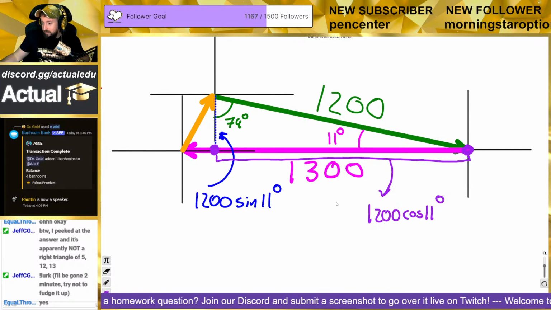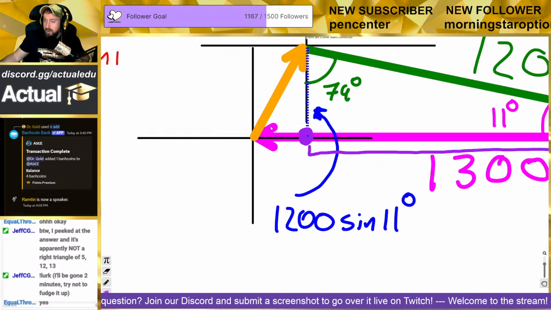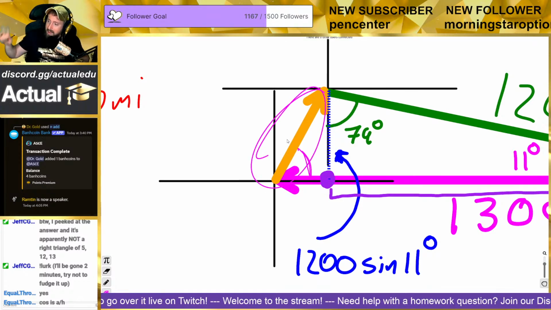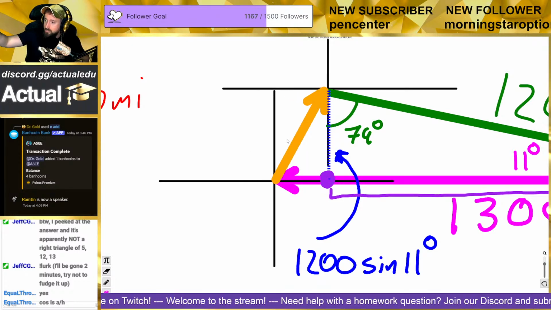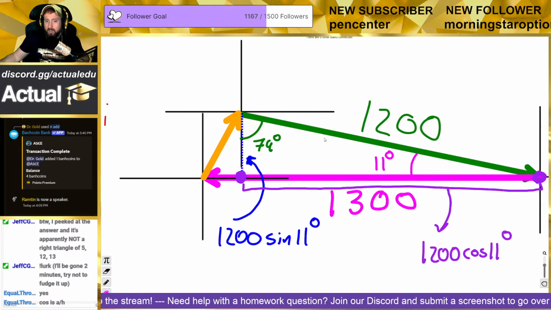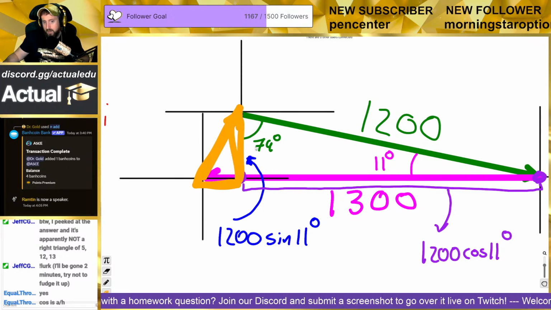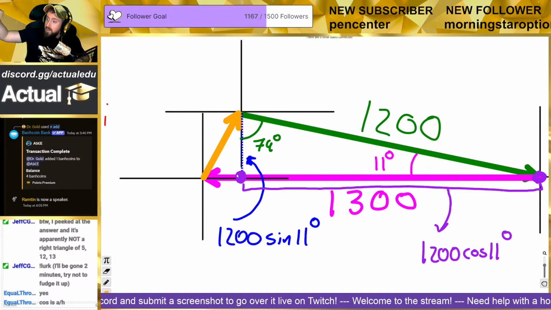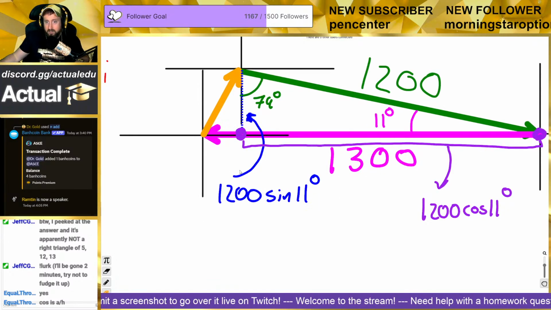So if that's 1200 cosine of 11 degrees, because at the end of the day, what we're trying to figure out here, it's always good to keep your eye on the prize. What are we trying to do? I'm trying to figure out this angle. If I can get this angle, that's the bearing that I need to return home. Yeah, cosine is adjacent over hypotenuse. In order to get the things for this triangle, I need this side and this side. Because once I have those two sides, I'll be able to find the angle. That's the big picture. That's where we're going.